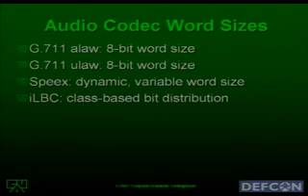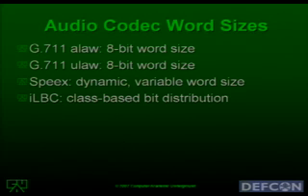Alright, so audio codec word sizes. I focused on G711 because it's fairly straightforward. It uses an 8-bit sample word size. There's a number of other codecs. I only listed a few here because I found these other ones interesting. Speex actually has a dynamic variable word size. It changes its sample size on the fly, so that would present an interesting challenge to a steganographic embedder.